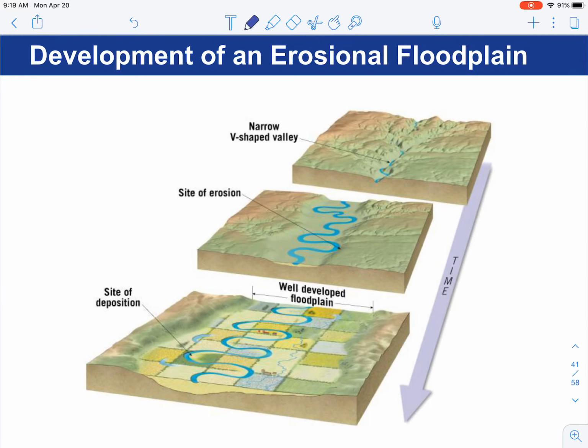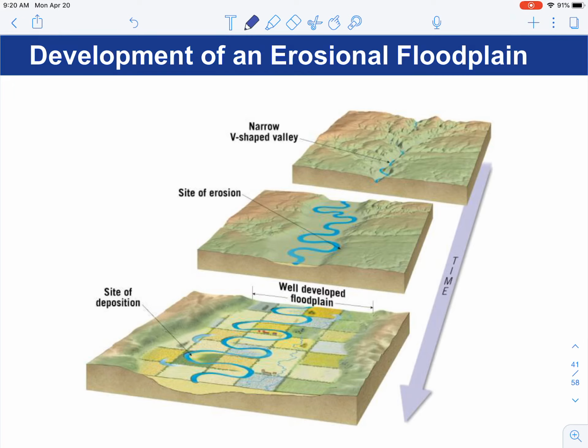All right, here we are in our fourth installment of streams and surface processes. In the last one, we talked about longitudinal profiles. Here we're looking at one over time. So steep mountainous areas over time can erode and become gentle, flat areas.